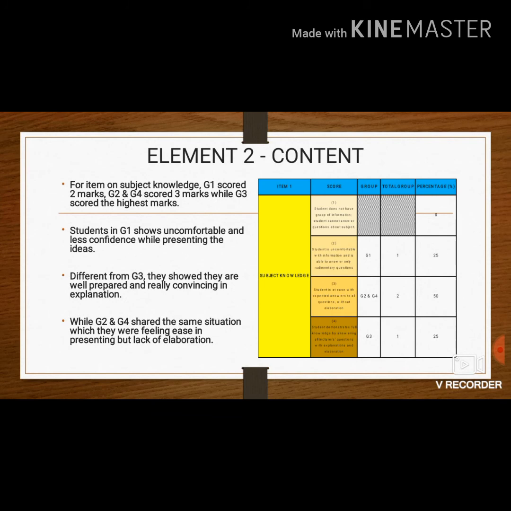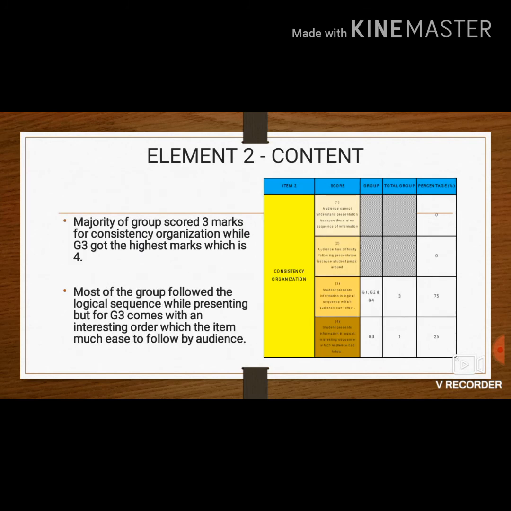So the next item in the content is consistency and organization. The majority of the groups scored 3 marks for consistency and organization, while group number 3 got the highest mark, which is full marks, 4 marks. Most of the groups followed a logical sequence while presenting, but group number 3 came with an interesting order, where the items matched and were easy for the audience to follow.